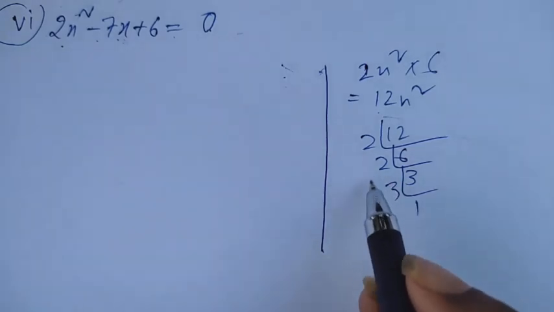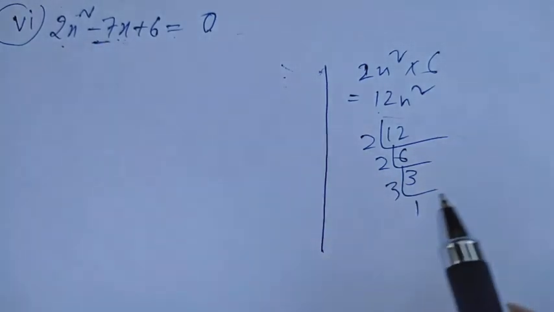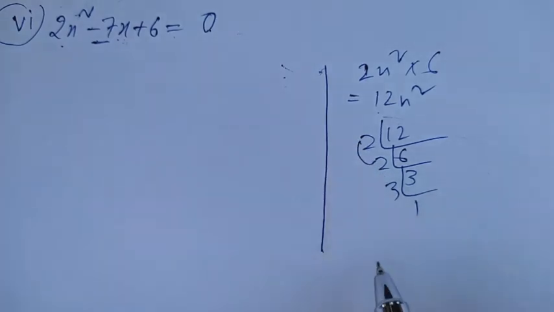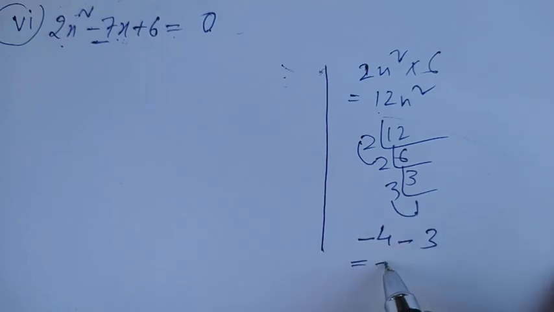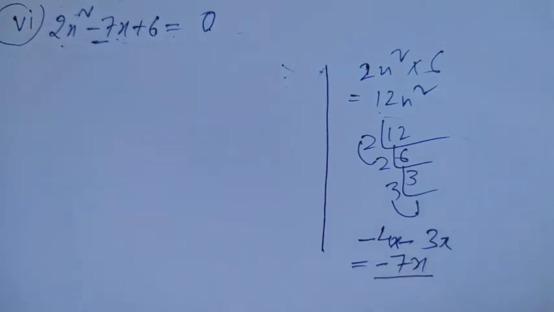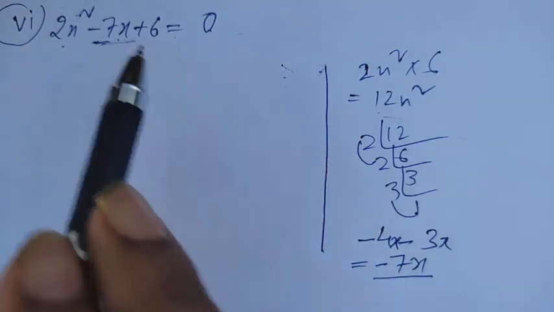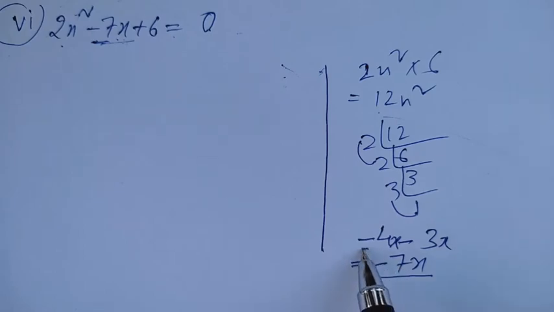Now we have to rearrange it to get minus 7. We can get it by 2 2s are 4 and 3 1s are 3. So minus 4 minus 3, we get minus 7. And if we place x here, then we get minus 7x. So in place of minus 7x, we can write minus 4x minus 3x. We are going to do it.